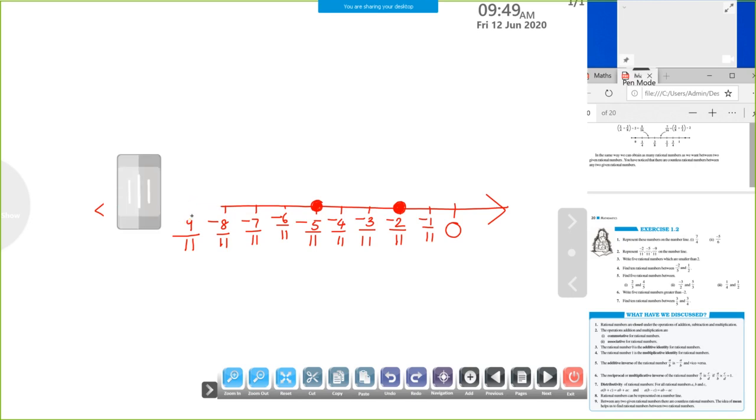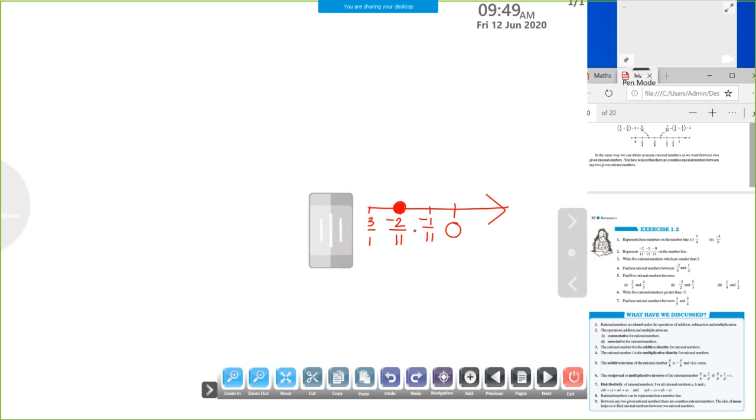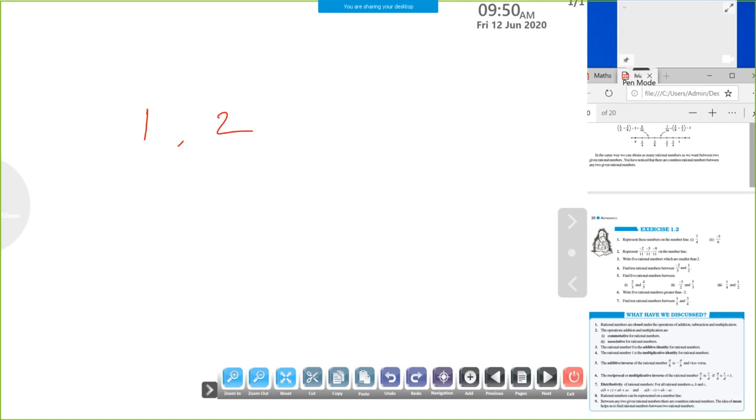Now let's move to the most important topic in the chapter. The most important concept in this chapter is how to find rational numbers between 2 numbers. For example, I am giving you 2 numbers, 1 and 2. Are they rational numbers? Yes, they are, because 1 can be considered as 1 by 1, and 2 can be considered as 2 by 1. How to get a rational number between 1 and 2?